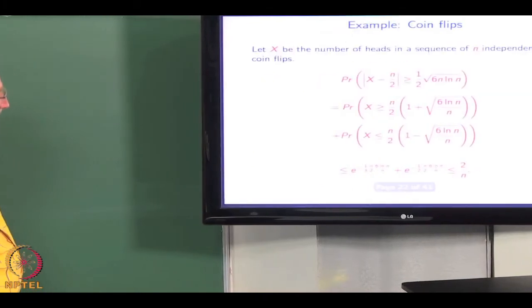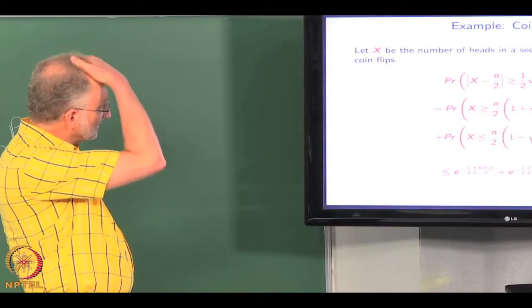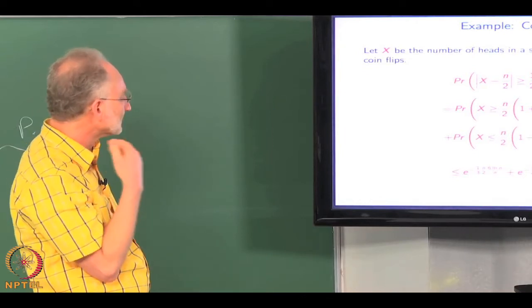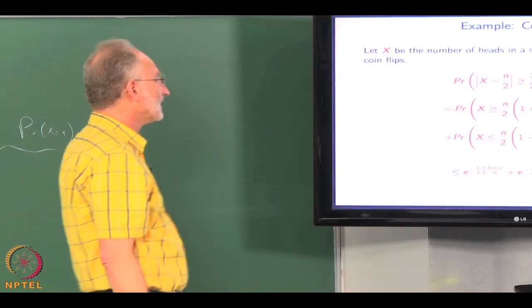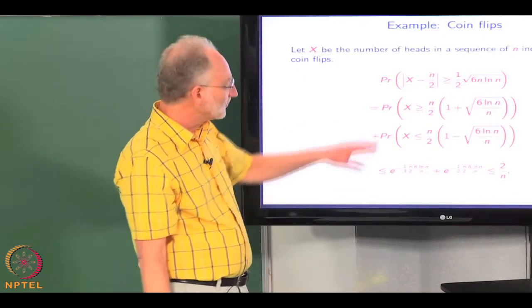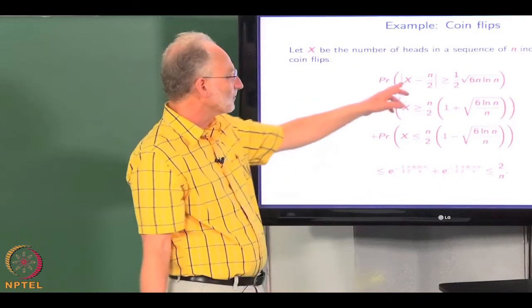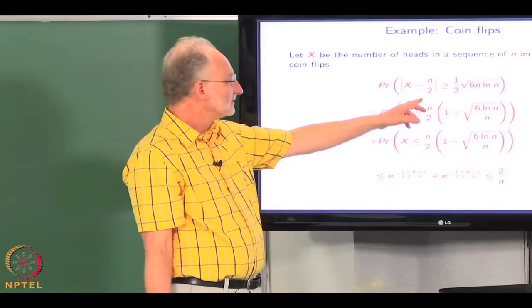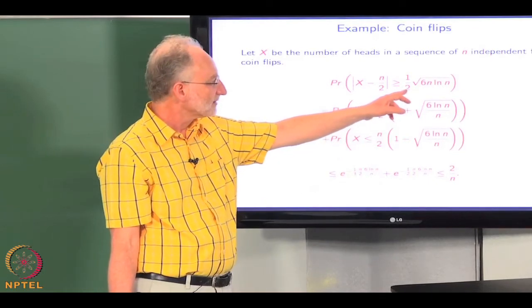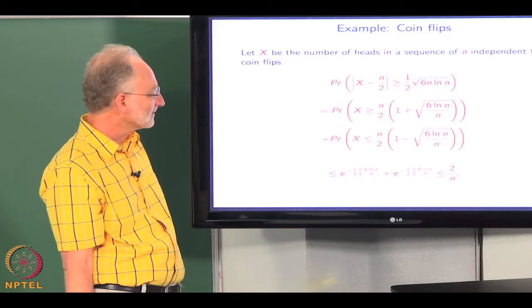Okay. How good are these bounds? Okay, so let's take the simplest one. Assume that I flip a fair coin, a half-half coin, n times, and ask what's the probability that the number of heads deviates from the expectation by more than this value, half square root of 6 n log n.